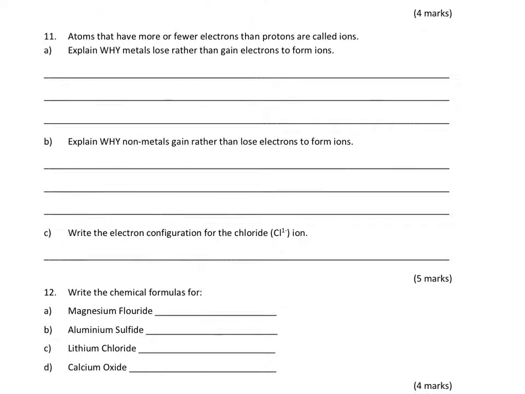Atoms that have more or fewer electrons than protons are called ions, yes. How do I know that? I told you that. Explain why metals lose rather than gain electrons to form ions. Metals have few outer shell electrons, so it is easier to lose the electrons to achieve an empty outer shell.